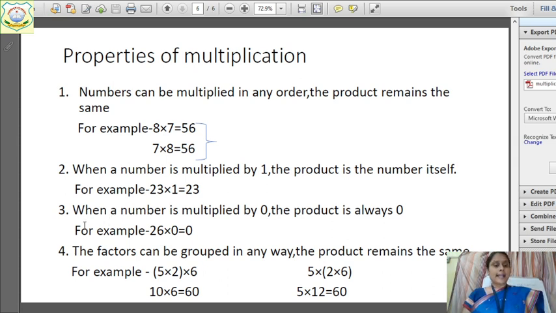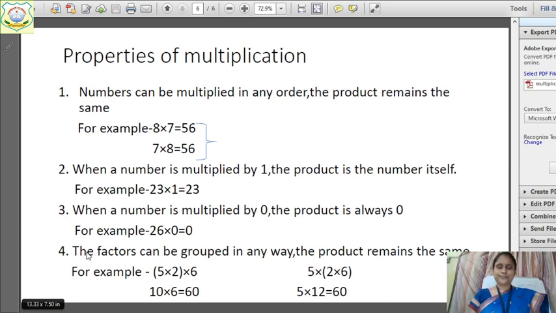Now children, let's see our third property. When a number is multiplied by 0, the product is always 0. For example, 26 into 0 is equal to 0. This property also we have learned. Yes, this was the 0 property. When a number is multiplied by 0, the product is always 0. So if you multiply any number with 0, your answer will be 0.